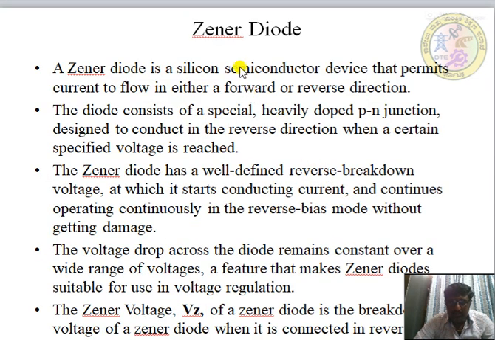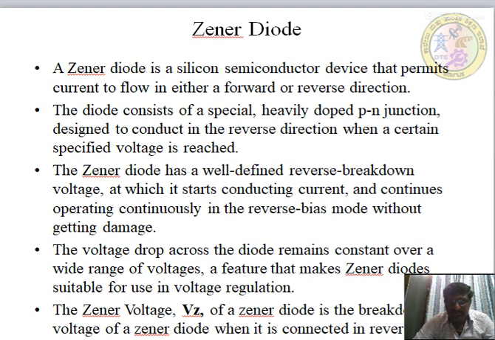So what is a Zener diode? A Zener diode is a silicon semiconductor device that permits current to flow in either the forward or the reverse direction. A normal diode only conducts in the forward direction and there is no reverse flow of current. To overcome that, the Zener diode was introduced, and it works in both the forward as well as the reverse direction. The diode consists of a special heavily doped PN junction designed to conduct in the reverse direction when a certain specified voltage is reached. So it is specially designed for the reverse direction.